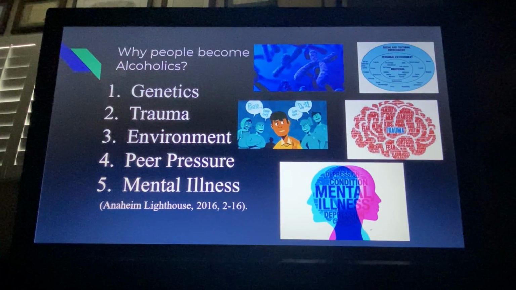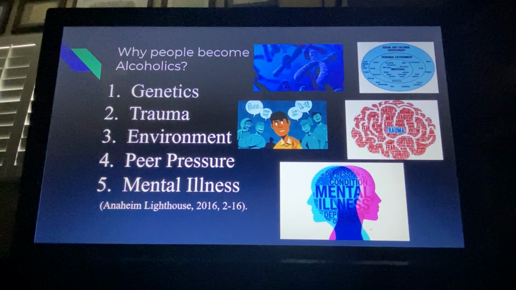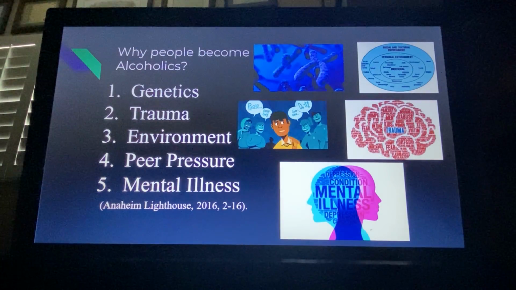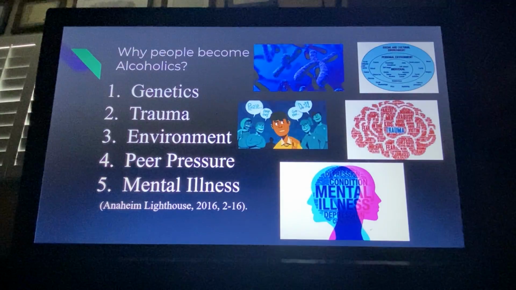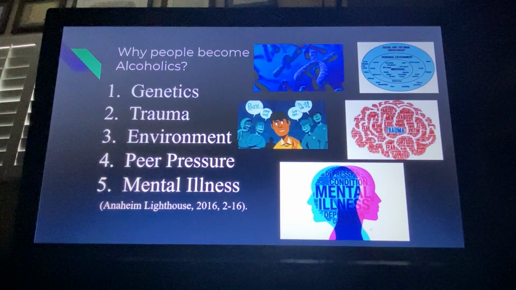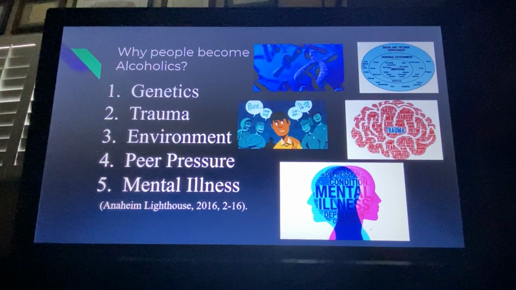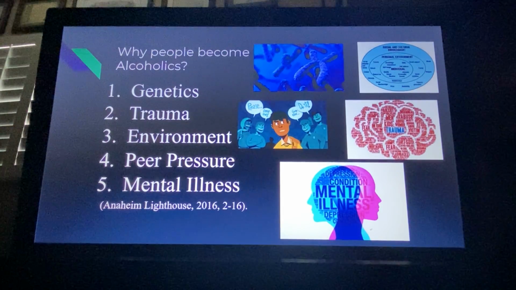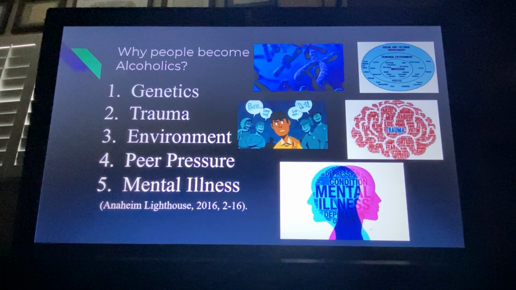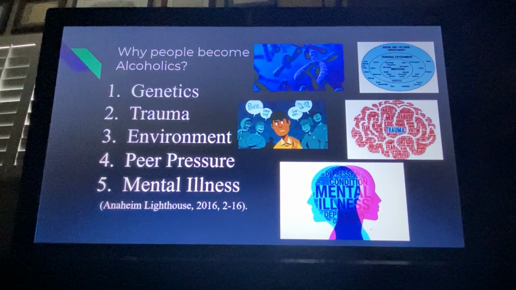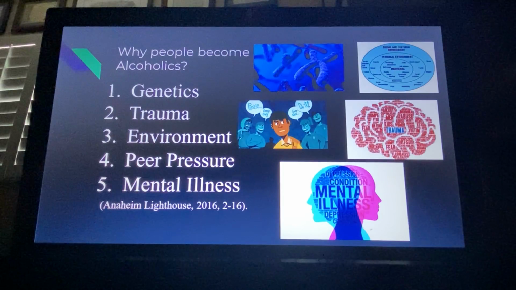So basically, people become alcoholics for many reasons, but Anaheim Lighthouse has narrowed it down to 5, and I feel like these 5 are really the main ones. So genetics, it actually has been proven that alcoholism can run in families. Your genetics can make it more likely for you to crave the alcohol and develop a dependency for it.